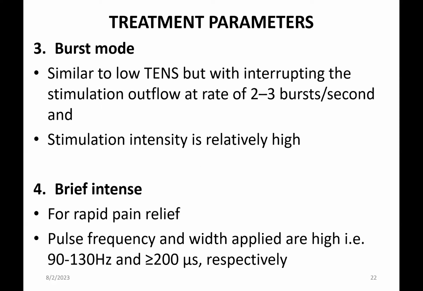So in low TENS, because of the complex nature of the opioid mechanism, patients are treated for a longer time. The advantage with the low TENS is that the pain relief is sustained. The patient gets to have longer lasting pain relief, but unfortunately that comes at a cost of time, because to achieve that kind of pain relief, the patient has to be treated for a longer time.